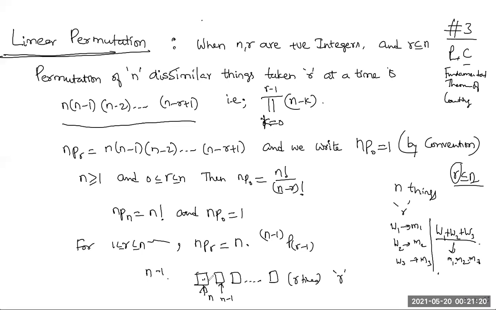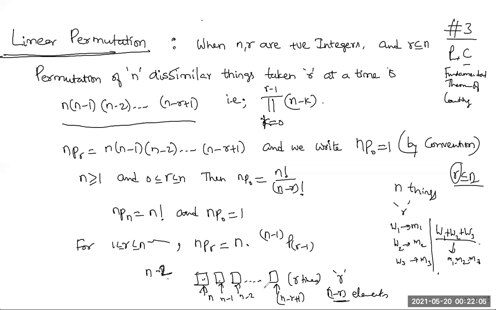So after filling this, total 2 elements will already be filled. So for the third box, we will have n minus 2 options, and so on. When we come until this, we will be left with n minus r plus 1 choices. So after this, the remaining n minus r elements will be left, because we have already chosen the r elements that we want to arrange. Okay, so permutation is nothing but choosing some elements out of the given elements and finding out how many ways we can do like that.